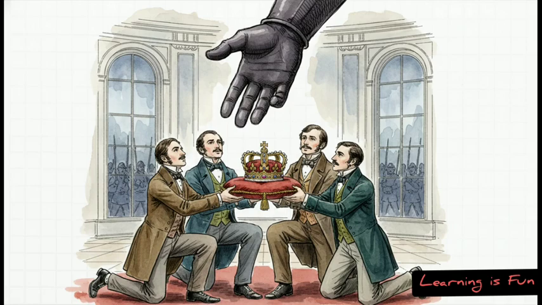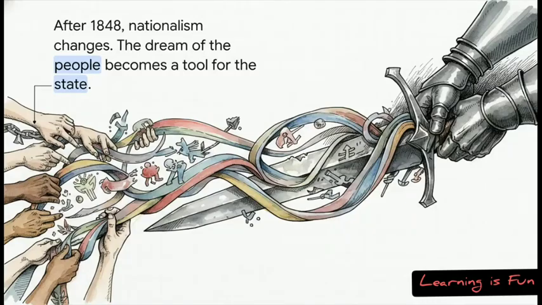They offered the crown to the Prussian king, but he turned them down. He didn't want a crown from the people. And just like that, the armies of the monarchs moved in and the whole liberal dream was crushed. So after 1848, nationalism totally changes. The conservative monarchies, the ones who crushed the revolutions, they had a huge realization.